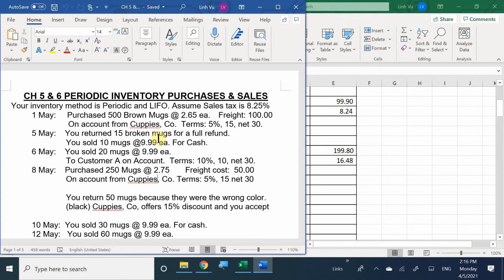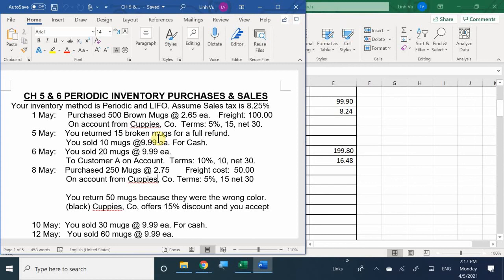Freight cost $50. Okay, good. And we place it on an account from Cuppy's Co. once again. And because this is a second batch, right? The first batch that we purchased was on the 1st. This is 8 days later. Okay? 8 days later, so we get new terms for this particular batch. 5%, 15, net 30. Okay?